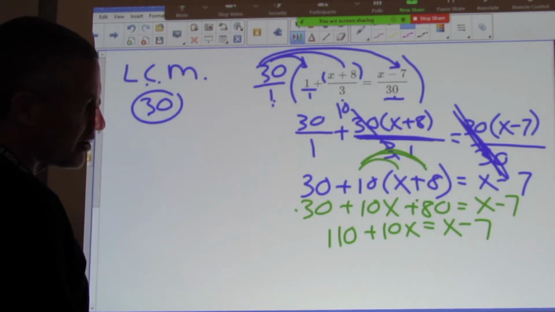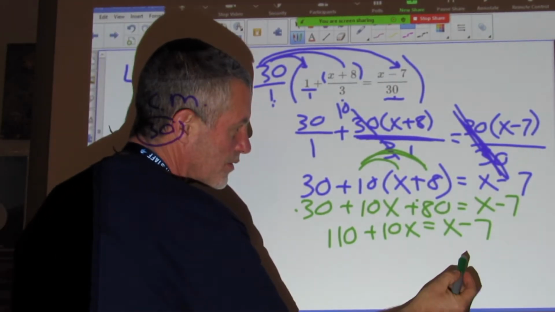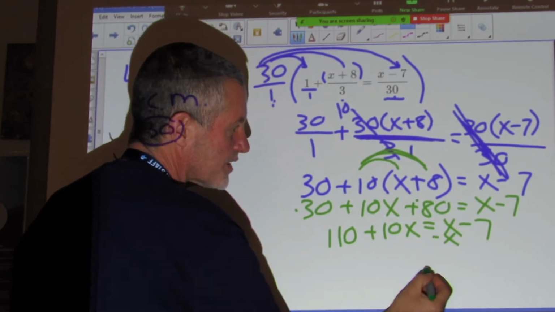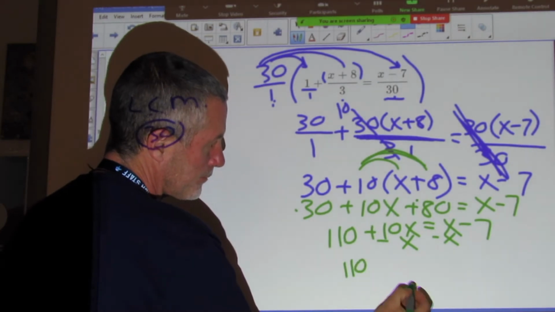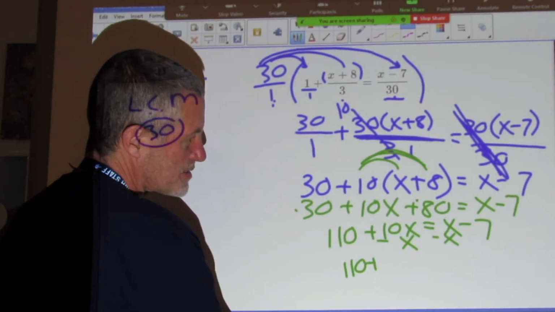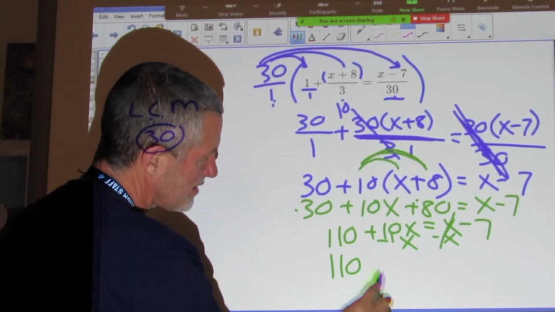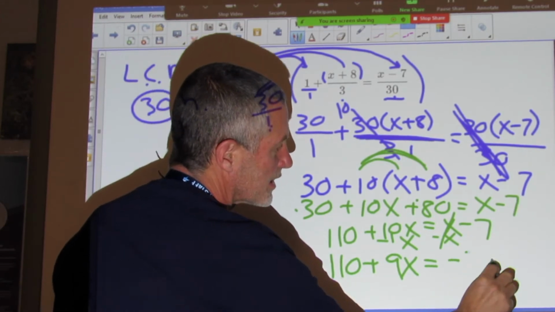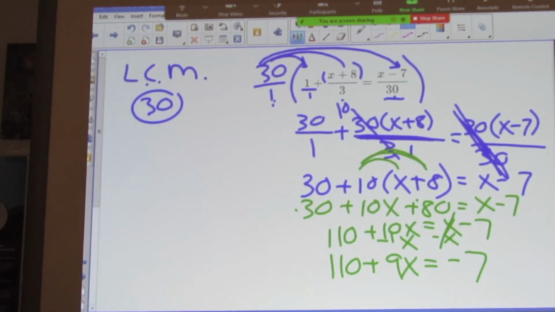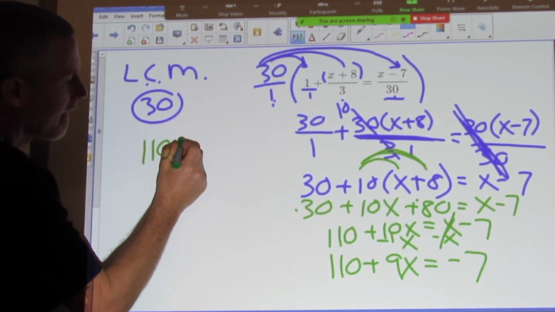And we've got the variable on both sides of the equation. So I'm going to get rid of the smaller one. I'll say that to you guys as often as possible. Do that. 10x minus 1x is, this is 110 plus 9x equals negative 7. I don't have much room on my board right now to solve that, so I'll just copy it over here.